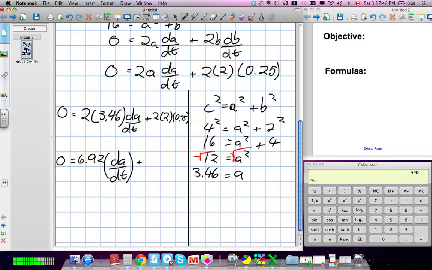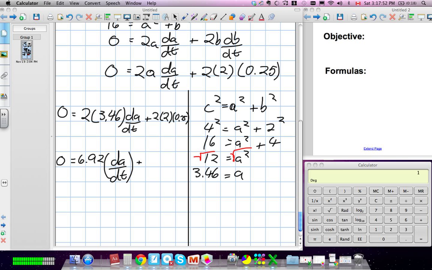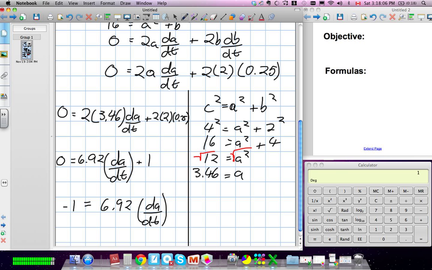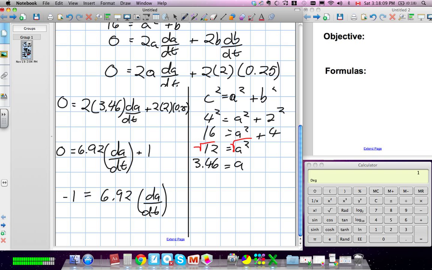plus, I think that's going to be 1. 2 by 2 by 0.25 is 1. We bring 1 to the other side of the equation. Does that make sense? Negative 1 is equal to 6.92 by the rate of change.